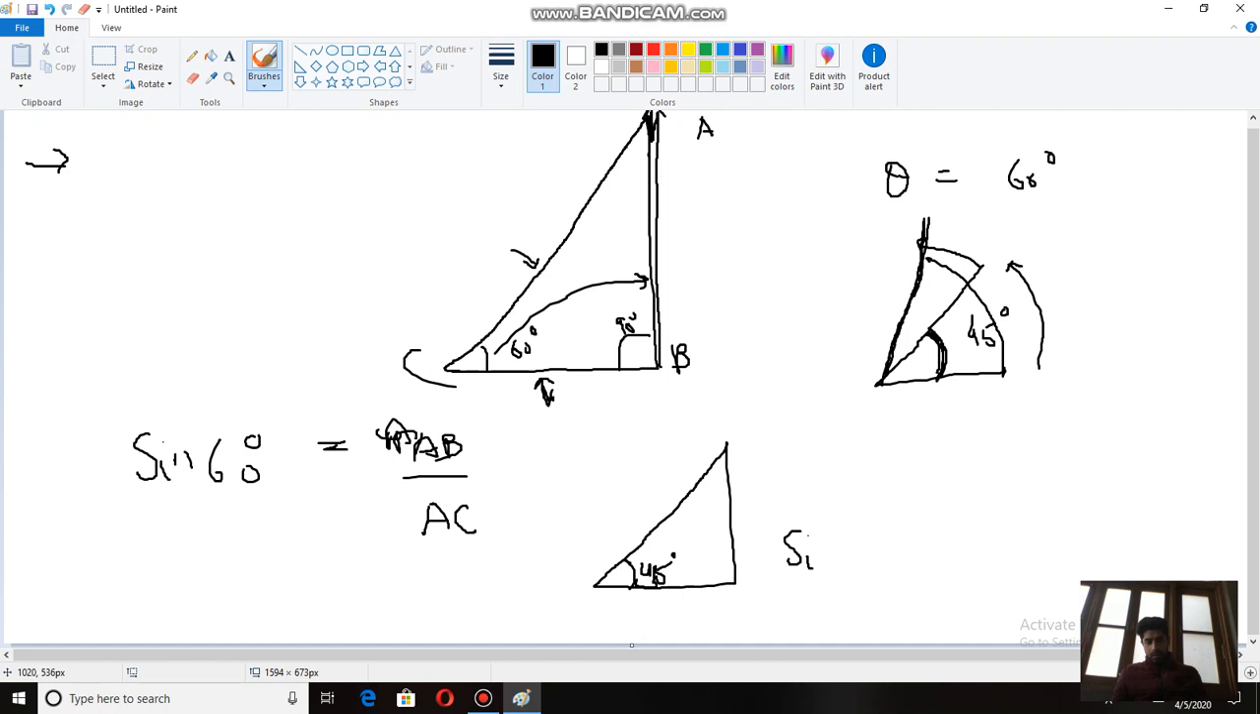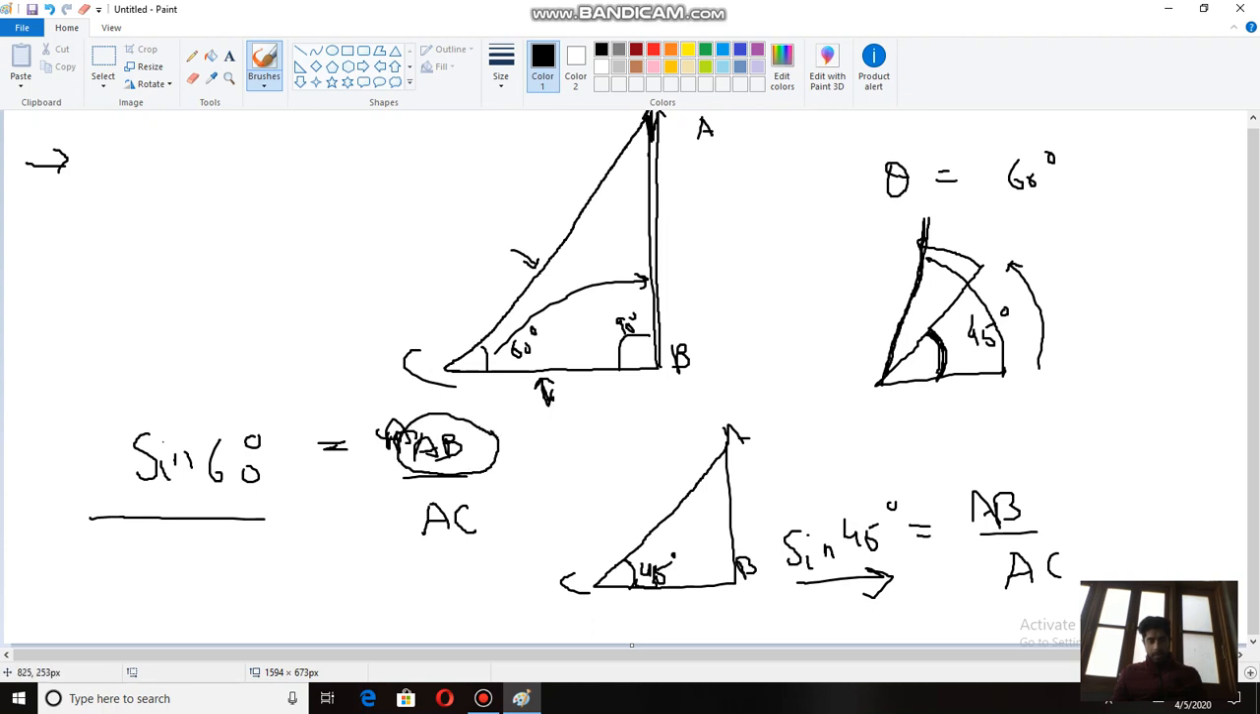Now let's take our previous example when the angle was 45 degrees. Sine 45 was AB. This was our A, this was our B, and this is our C. This was AB by AC. Now this is also AB by AC, this is also AB by AC. What is the difference? The difference lies here.